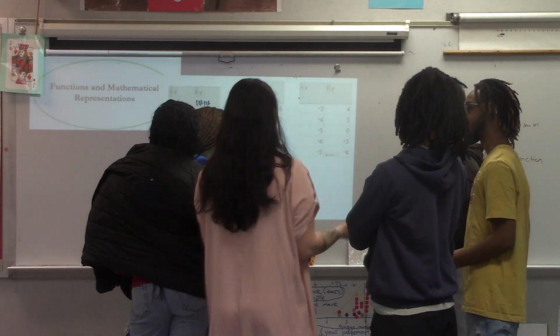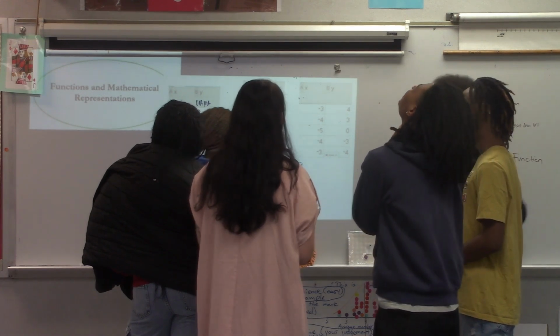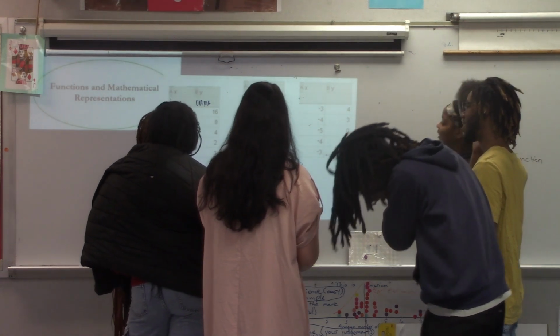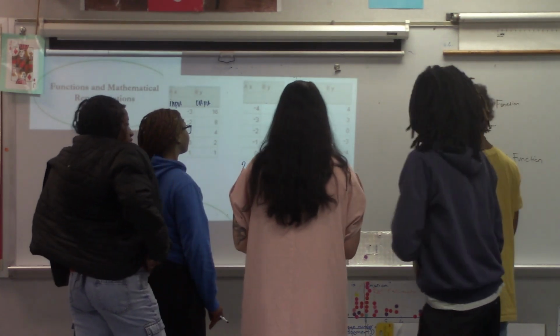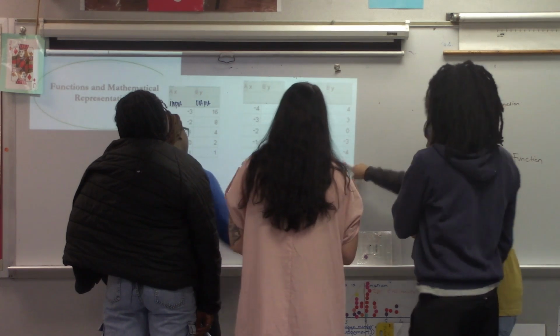What does that even mean? Inputs, outputs. What is a relation? I'm just trying to understand what that means. Each input maps to one output. Which one's your input? Which one's your output?